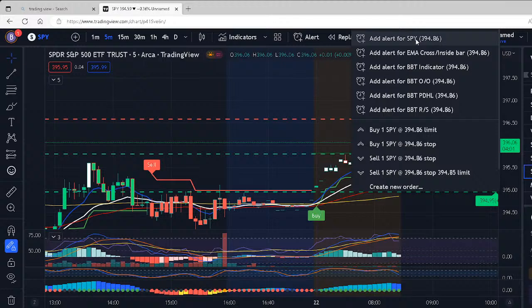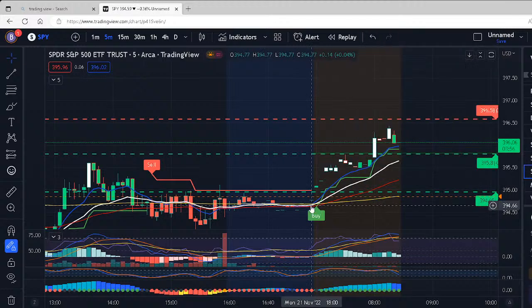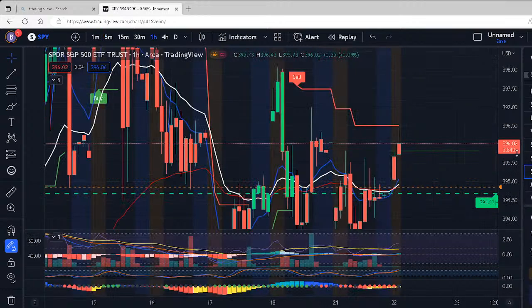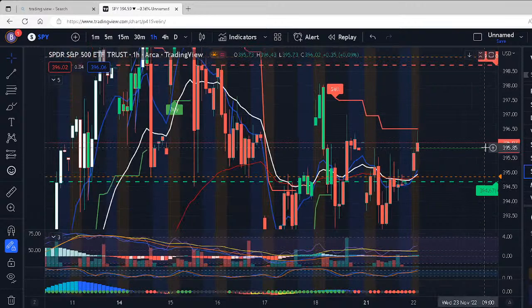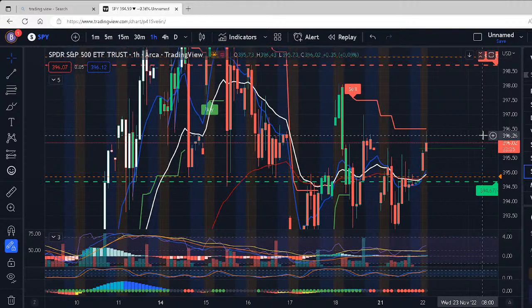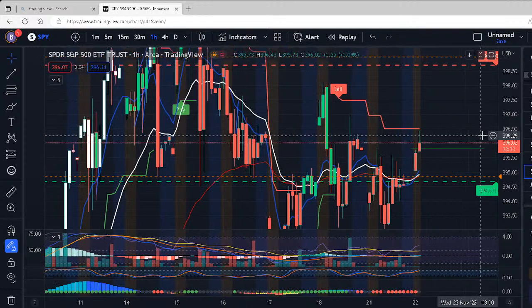So obviously there are gaps to fill down here from after hours yesterday at 394.58. Keep that in mind. Jump to the hourly. Give me 1 second, guys, because I want to write this down in the Discord as I'm saying it, so I kill 2 birds with 1 stone.